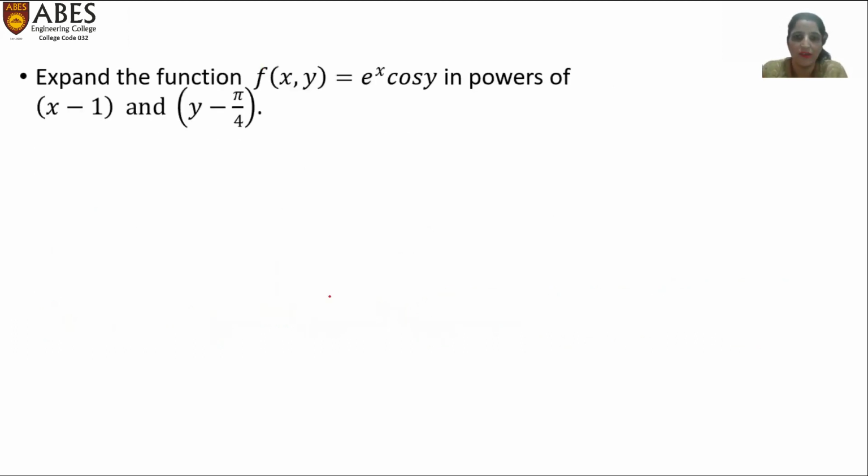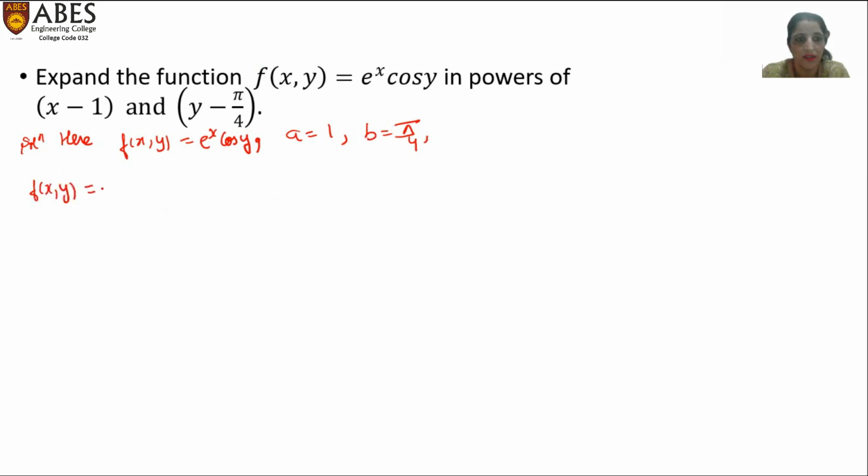Now we are going to discuss some examples on these forms. Here the statement is: expand the function e^x cos y in powers of (x minus 1) and (y minus pi by 4). The solution: the function is given, that is e^x cos y, point a is 1, b is pi by 4. We are going to use formula 3, that is form 3.